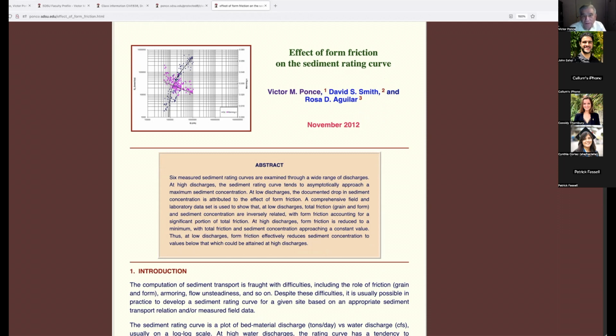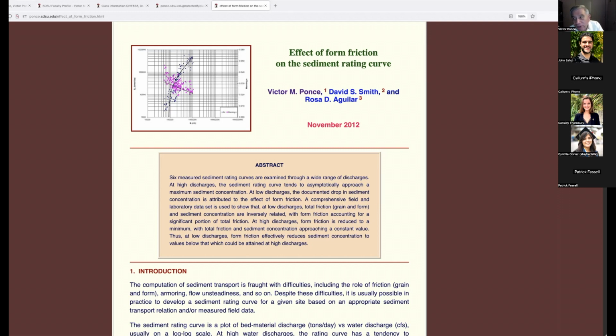Effect of form friction on the sediment rating curve. Now, I bring this up because subsequently we're going to get into Einstein's paper today. And Einstein was one of the first, he's actually credited for being perhaps the first, to separate mechanically and computationally the form friction from the grain friction. Grain is the friction that is produced by the grains themselves. So that friction is affected by the grain diameter, which could be either D50 or D84. Remember, we talked about that already.